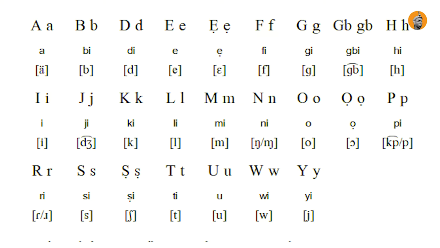T, letter T. U, letter U. Remember that I said we do not have X in Yoruba, so we have U, then W, and Y. We do not have Z in the Yoruba language. Now, let's start from A together. A, B, D, E, F, GB, H, I, J, K, L, M, N, O, P, R, S, Sh, T, U, W, Y. Yeah! We got to the last letter.